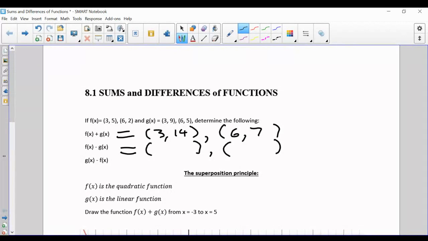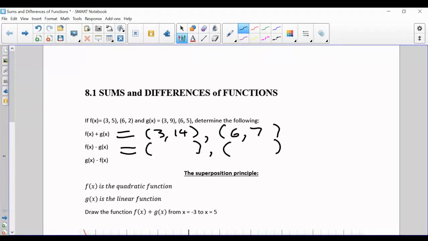I sure can, Hussein. I sure can. So look at the first function. It's 3, 5, and 6, 2. Okay? The second function is 3, 9, and 6, 5. So what you're going to do, Hussein, is try to find the x's that match up. Right? So the x's that match up are the 3 with the 5 and the 3 with the 9.